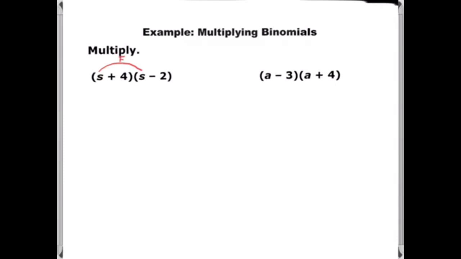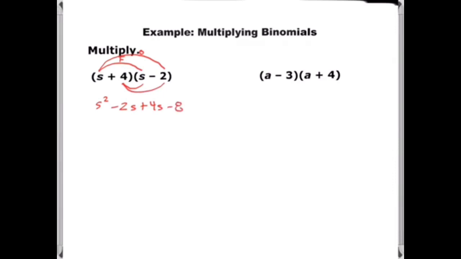So s times s gives us s squared. And then we're going to go outside, which is negative 2 times s, which is negative 2s. Then we go inside, which becomes 4s. And then we go last. 4 times negative 2 is negative 8.